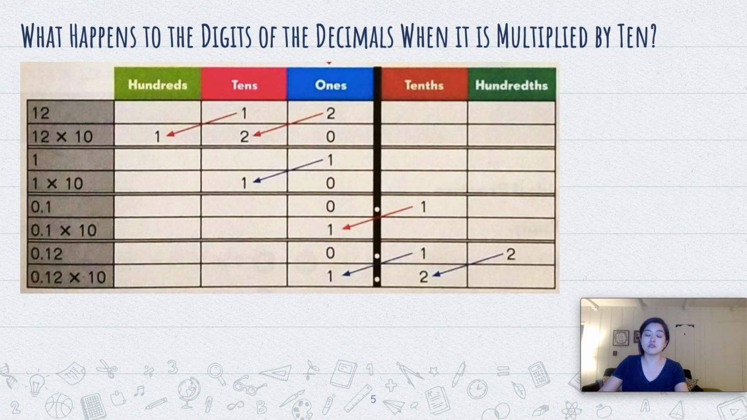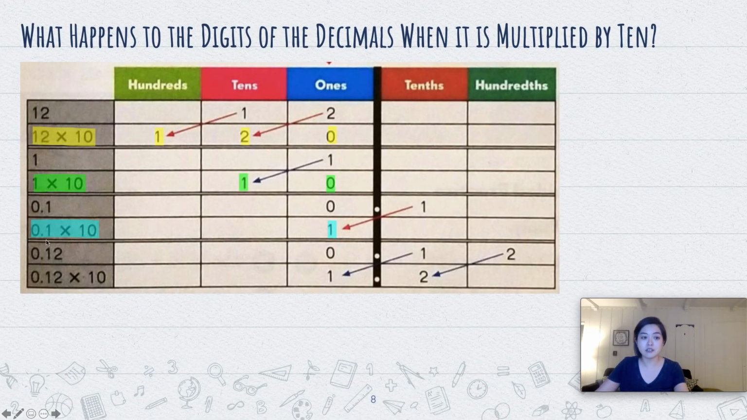Okay. So look at 12 times 10. Originally, 12 is just here, 1 in the tens, 2 in the ones, but 12 times 10 is 120. So the 1 moves here, the 2 moves there. Let's look at 1 times 10. Now 1 is usually just in the ones column, but then 1 times 10, it moves over to the tens column, and the 0 is in the ones column.